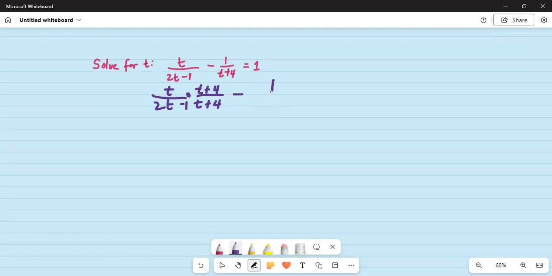For the second term, 1 over t plus 4, I notice it is missing 2t minus 1 in the denominator. So I will multiply the numerator and denominator by 2t minus 1. And that is equal to 1.